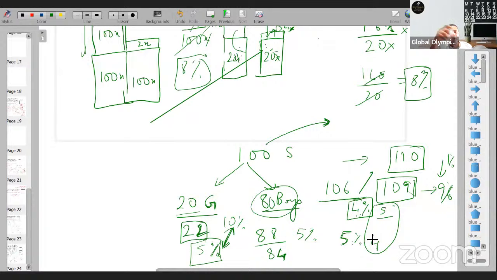So otherwise, if you start to do it, taking it as 100 and then this much and that much and all these x and y, it is too much of complicated equations. Too many equations and too much computation. This is done more on a ratio basis. Okay.